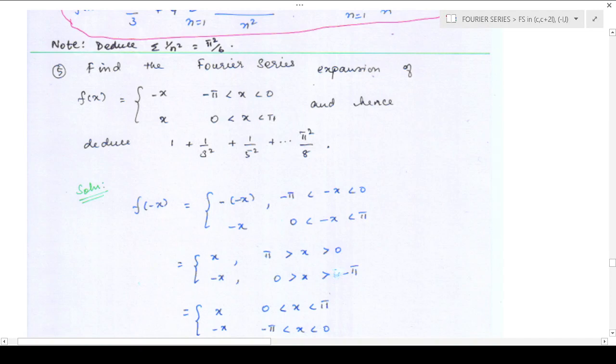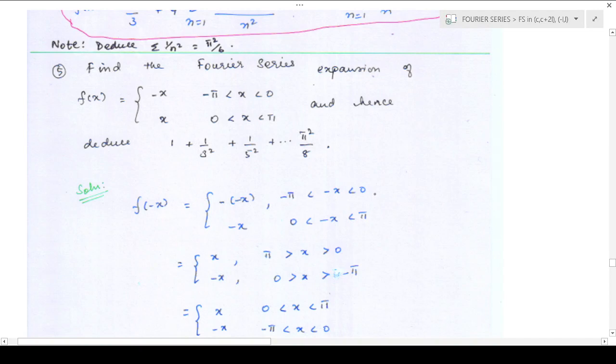Whenever it is minus pi to plus pi, you have to check whether it is odd or even. Find f of minus x. Wherever it is x, replace it by minus x, children. Now it is minus of minus plus x. Here it is minus x as such. Here also you have replaced x by minus x, isn't it? Multiply throughout by minus 1.